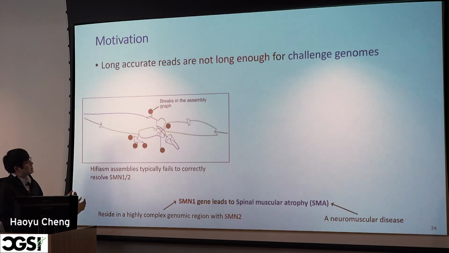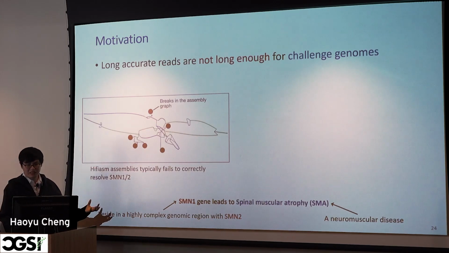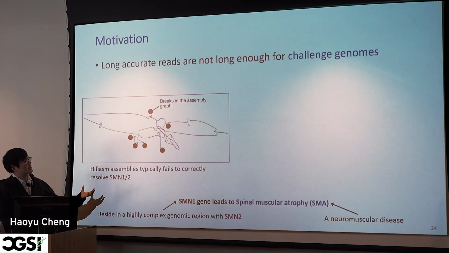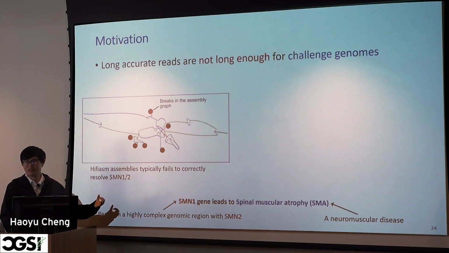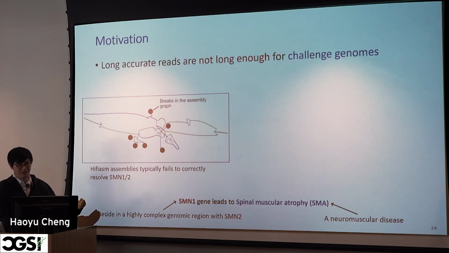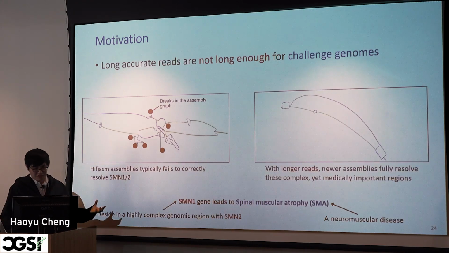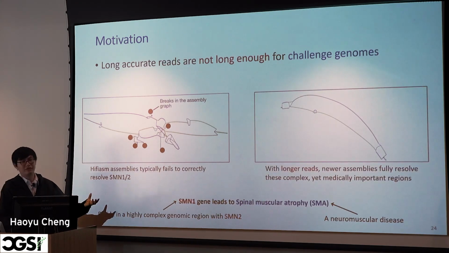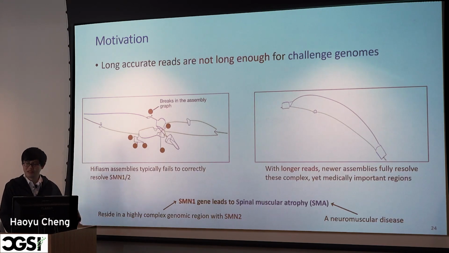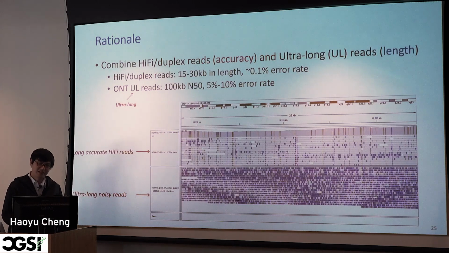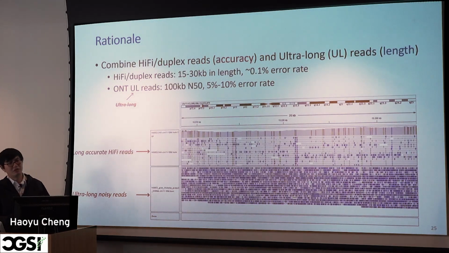On the left side, if we only have the PacBio HiFi reads, the assembly graph has many breakpoints, which means the assembly cannot resolve this region. But with the longer reads, the new assembly could fully resolve this region. We can see there is a very nice bubble here. Based on this observation, we could consider combining the advantages of different types of sequencing technology to get a better result.